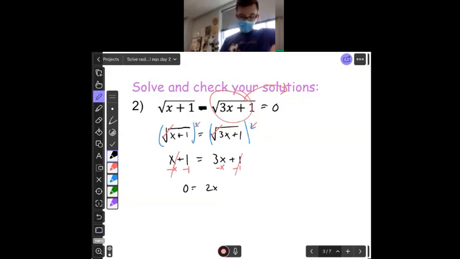That was easy. So when you don't have squares in the problem, it makes the problems much easier to solve.